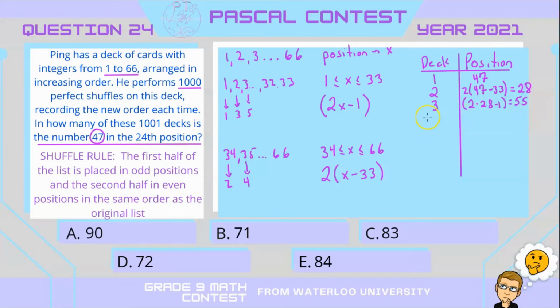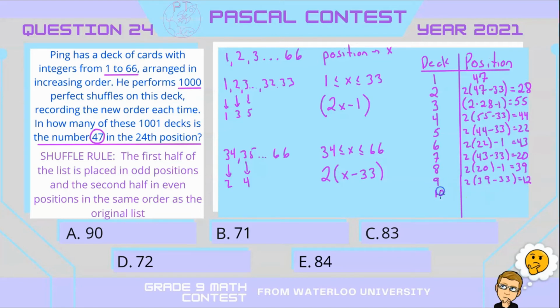And we're just going to keep going, applying these whether or not it's in the first half or the second half. We're not going to do this 1,000 times, but let's just keep going to see if a pattern emerges. Alright, so we'll stop there, because you'll notice we started in position 47, and now after 12 shuffles, we end up right back in position 47.